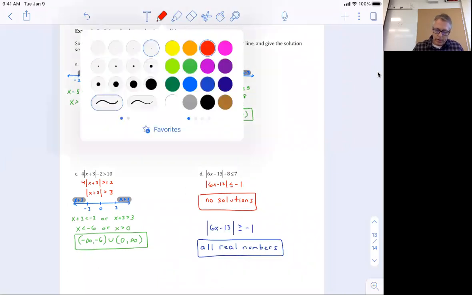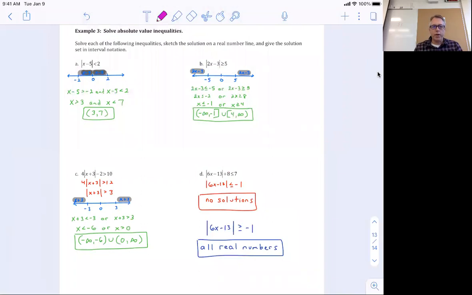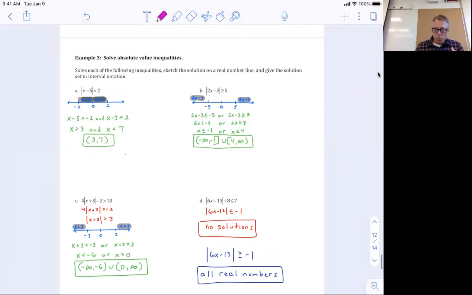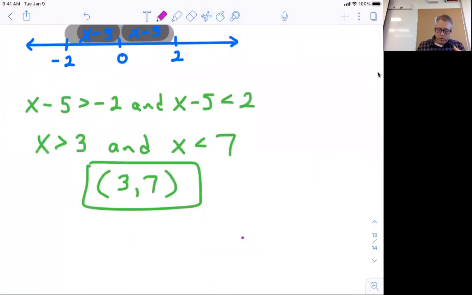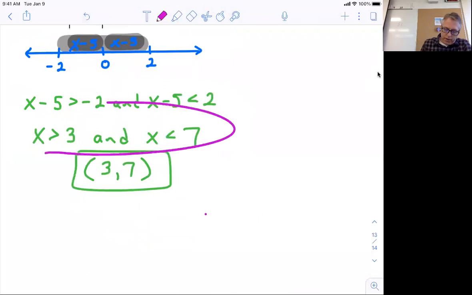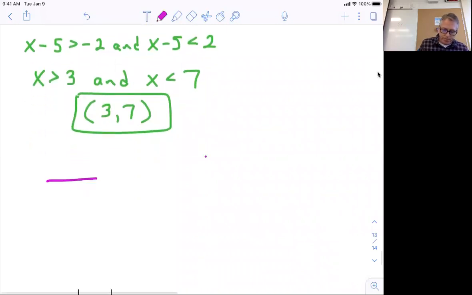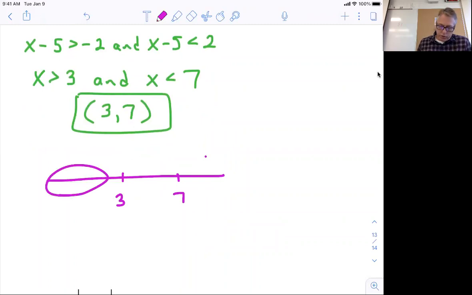Now, one last thing is there is a way to check your answers. When we come up with x is greater than 3 and less than 7, 3 and 7 are boundary points. You can think of a number line, and here's 3 and here's 7. And so if the number line is split up by 3 and 7, we have 3 different regions here. We have this region, we have this region, and we have this region.